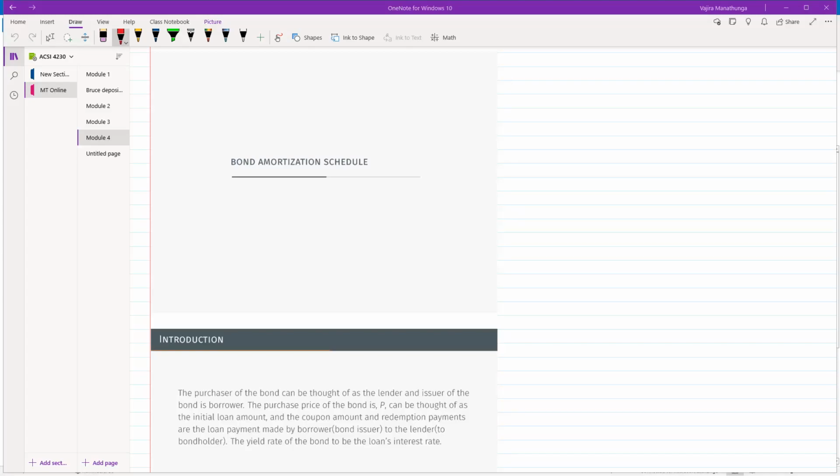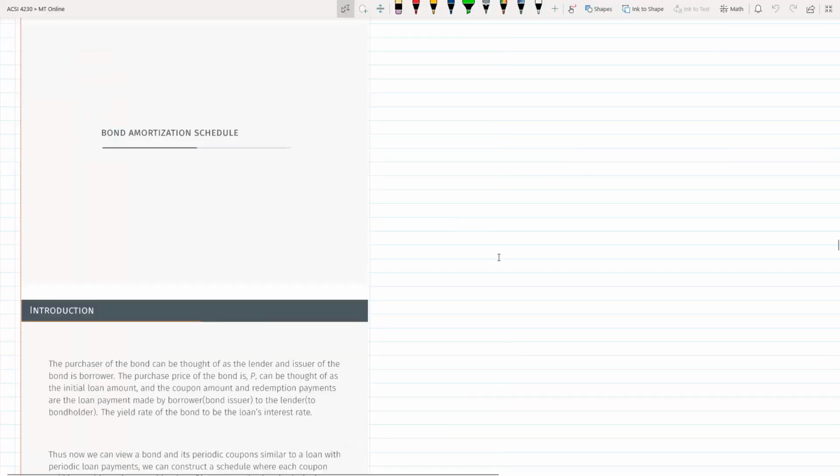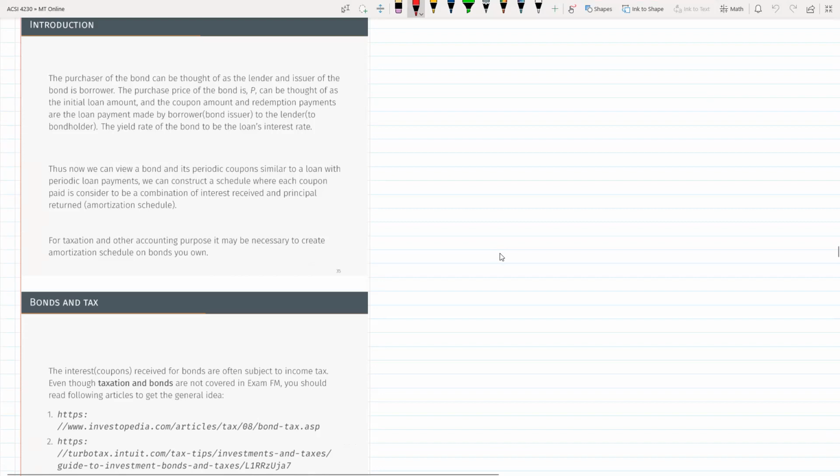Okay, so in this video, we are going to discuss the bond amortization schedule. This is very similar to what you learned in the loan amortization schedule. When I go through this, you will see that the concepts are actually very similar. Okay, so the purchaser of the bond can be thought of as the lender.